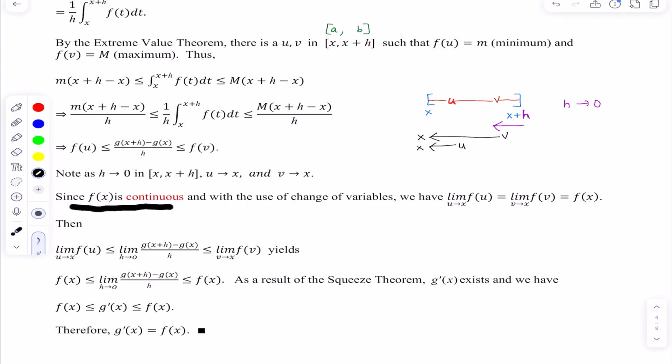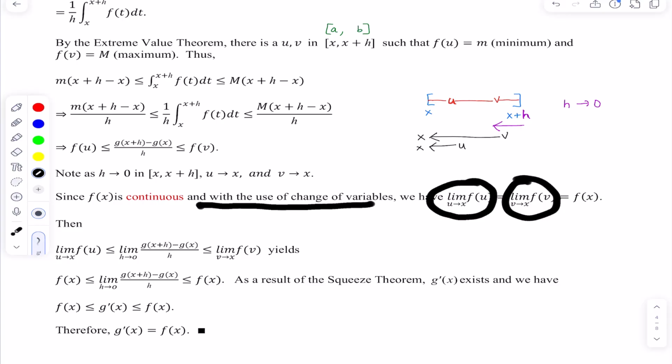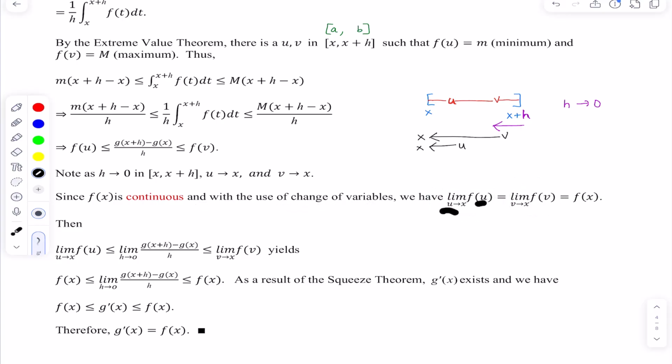Since f of x is continuous on a closed interval a to b, we'll use the change of variables and analyze these limits. Notice u is the variable here, and in this expression, v is the variable. Since f is continuous, we know that both these expressions have to equal f of x. This brings us back to the inequality.